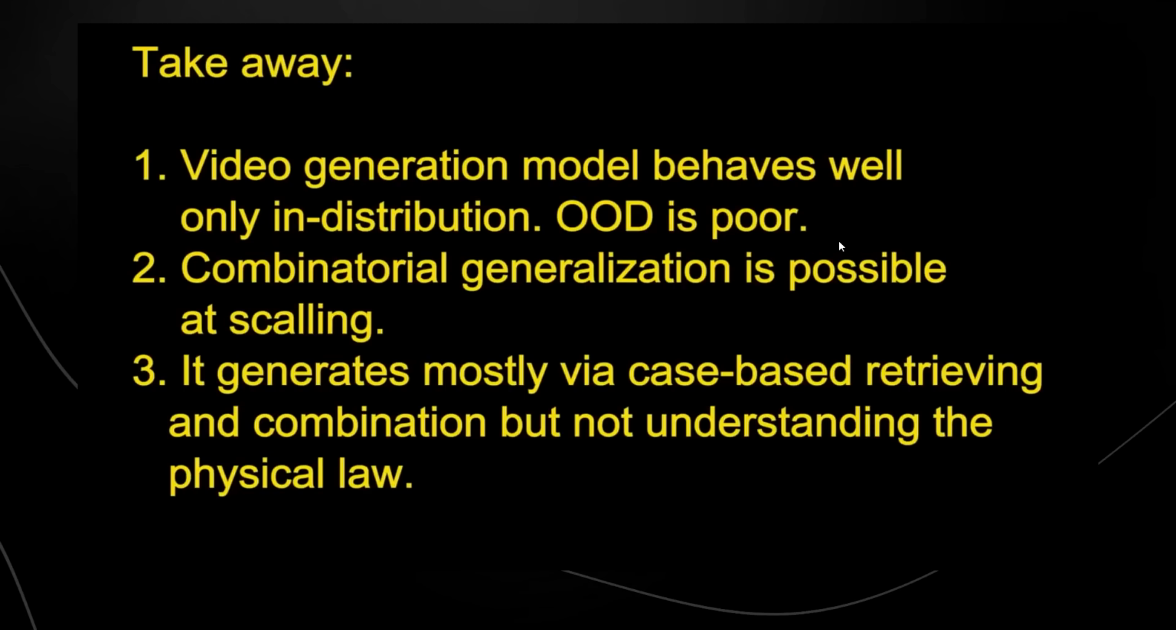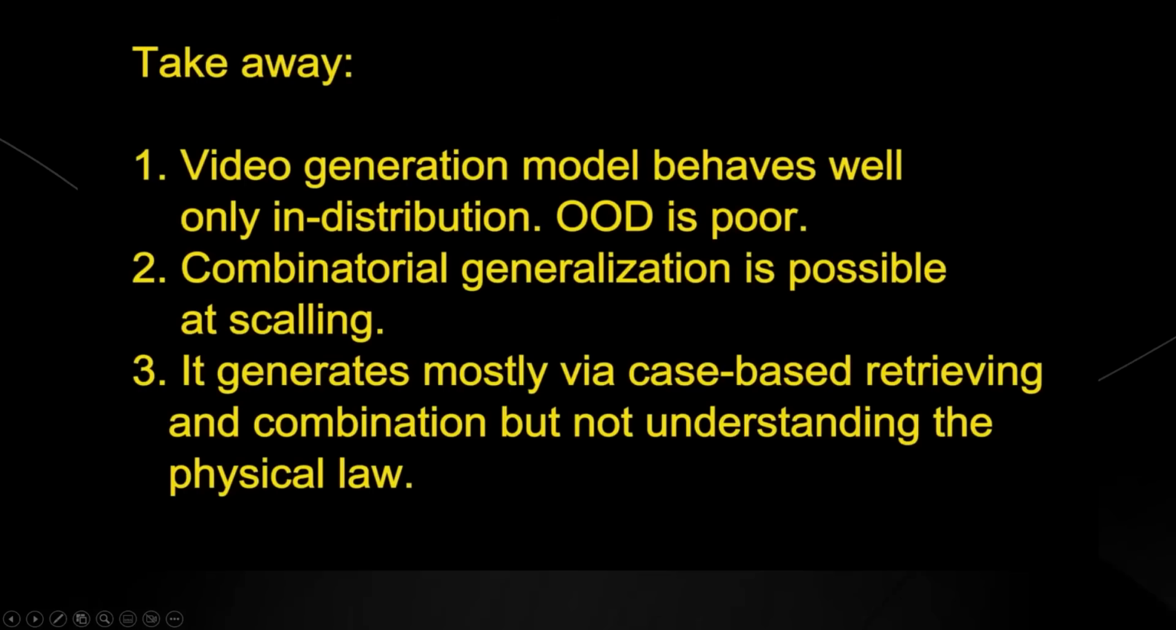And when it doesn't have enough training data, it performs poorly. And it says combinatorial generalization is possible at scaling, and it generates mostly via case-based retrieving and combination, but not understanding of the physical law. So basically, if you want these models to actually predict the physical law, you cannot use this architecture at all because this is not what they're doing. They are actually retrieving it.